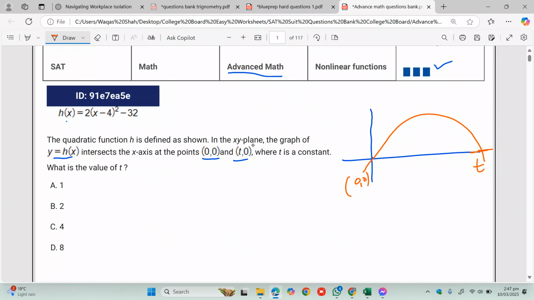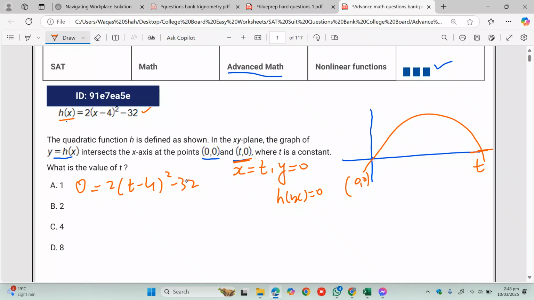Okay, so what we can do over here is take this coordinate (t, 0) and substitute it here. So (t, 0) means that x is t and y is 0. If we substitute this value, y, meaning h of x, is 0. So h of x will become 0, and x will become t: 0 equals 2 times (t minus 4) squared minus 32. Now we'll have to solve this equation like a quadratic equation where we have to find the value of t.